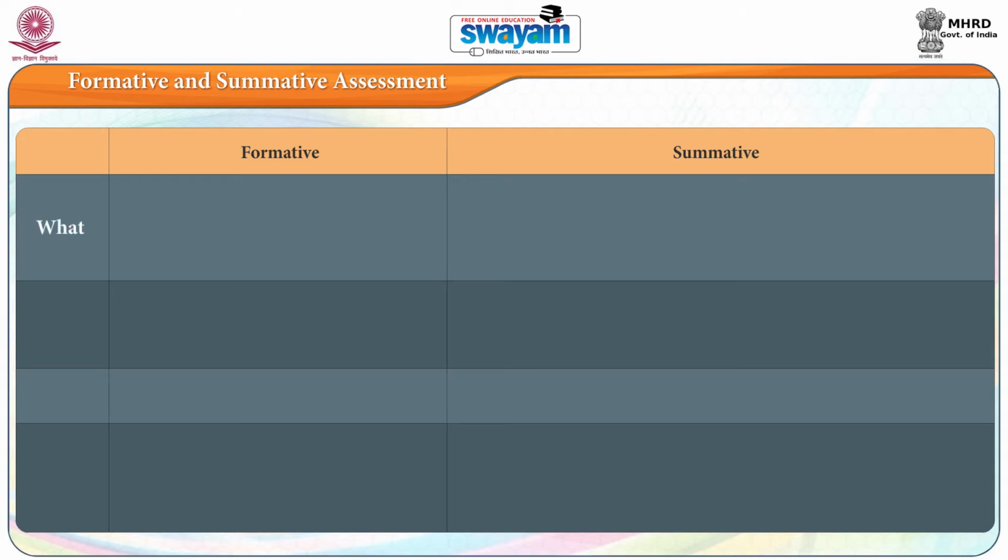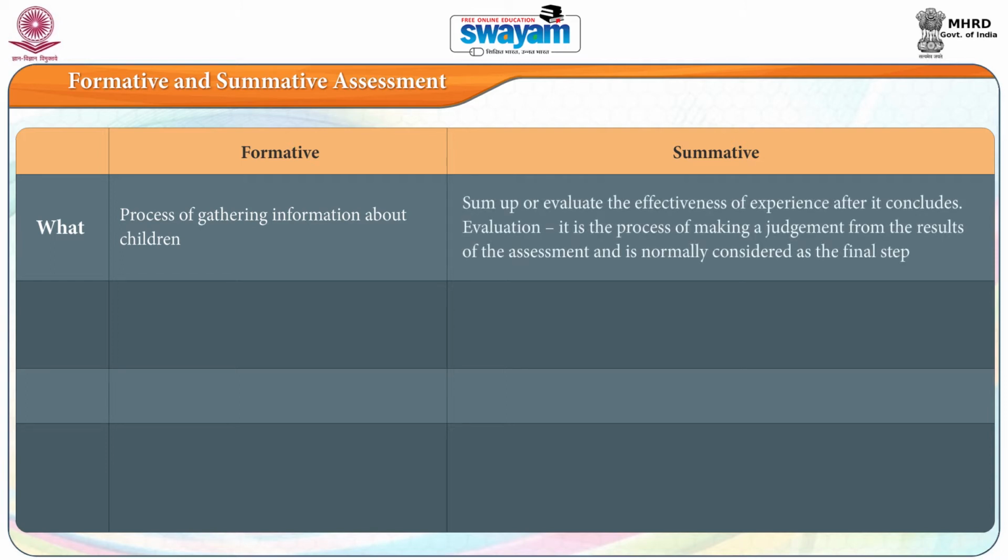What is formative assessment? It's a process of gathering information about children, whereas summative is summing up or evaluating the effectiveness of experience after it concludes. Here, the evaluation is a process of making a judgment from the results of the assessment and is normally considered as the final step.